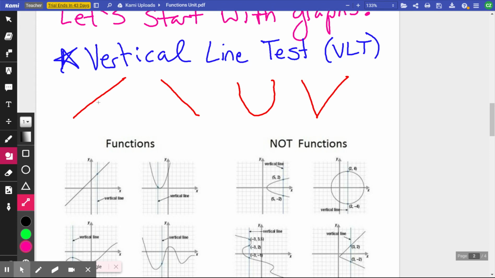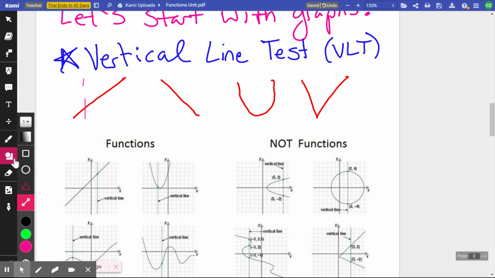If it ever hits it in more than one spot, it is not a function. So on my first red line, notice this is a positive slope just to reinforce that. If I were to draw a vertical line here, notice how it only hits the line in one spot. Well, that should have been a vertical line. Try that again.